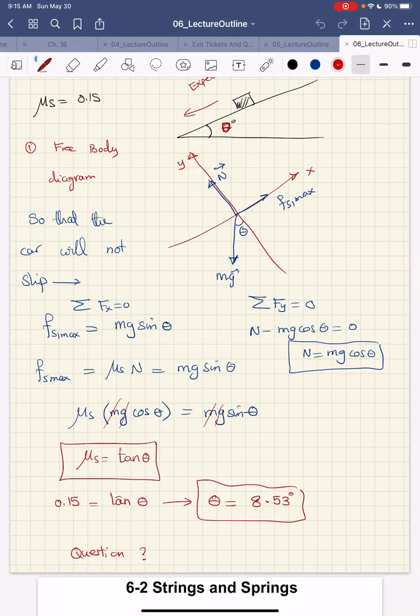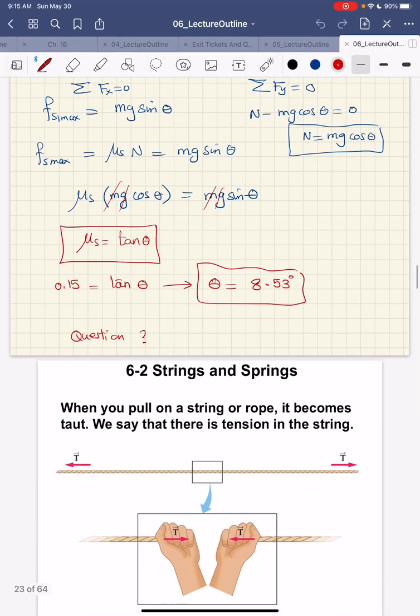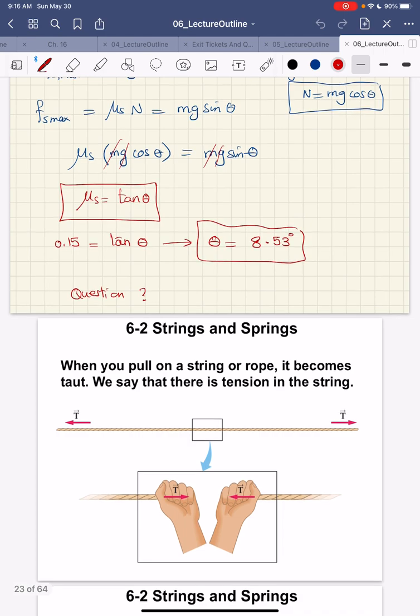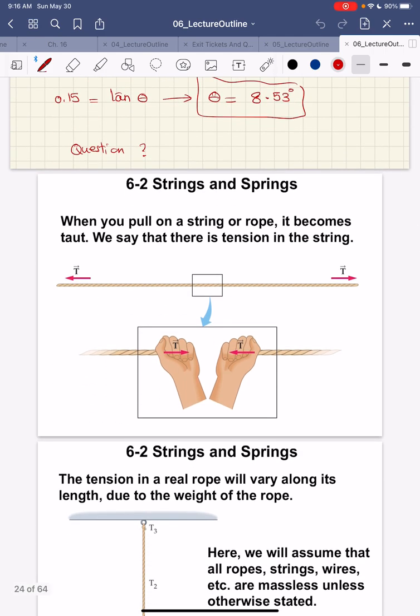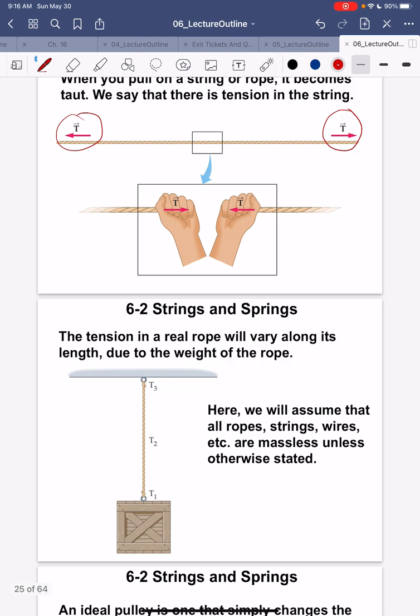Chapter 6. Then I will call this maybe chapter 6b, strings and springs. Now, this is something that is going to affect the physics and how we're going to solve problems. When you pull on a string or a rope, it becomes taut, and we say that there is a tension in that string. The thing that I want you to know is that in the same string, we have the same tension. Okay?